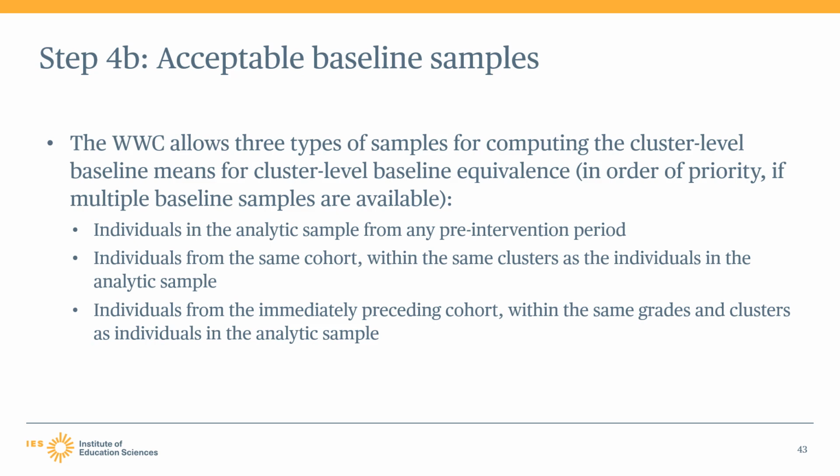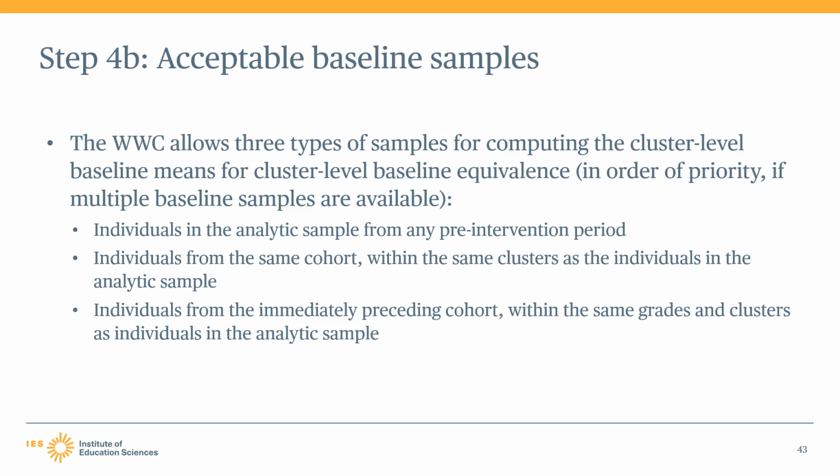The baseline data may be obtained at the time that clusters were assigned to conditions or during the year before clusters were assigned to conditions. And a third type of acceptable baseline sample is a sample composed of the individuals from the immediately preceding cohort within the same grades and clusters as individuals in the analytic sample.